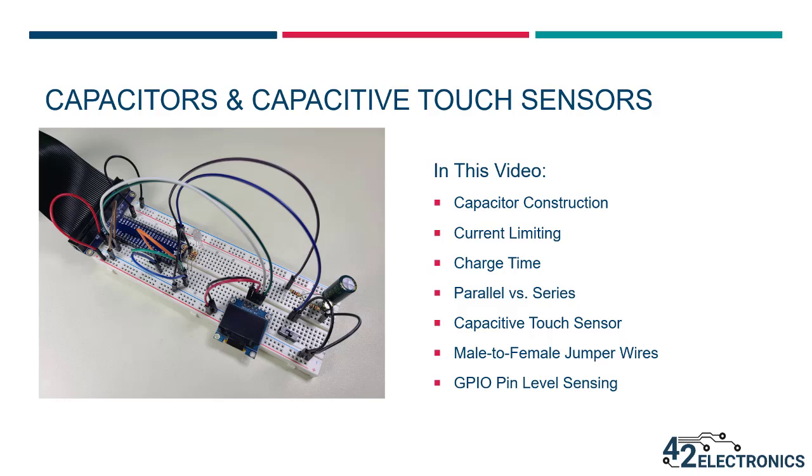We'll then move on to look at how to use a capacitive touch sensor, as well as male to female jumper wires. At the end of this video, we'll take a brief look at GPIO pin level sensing too.